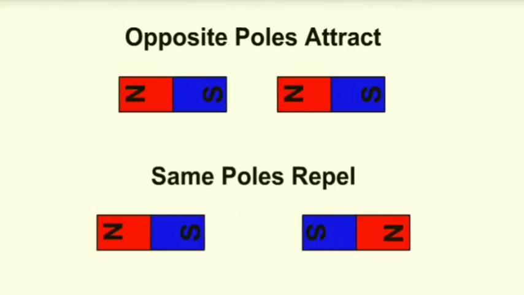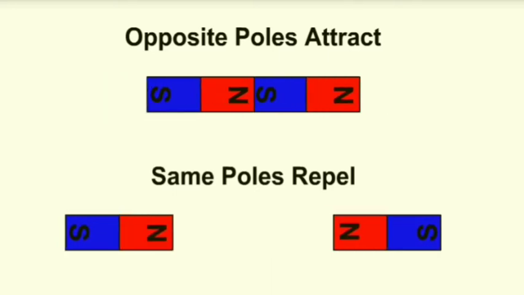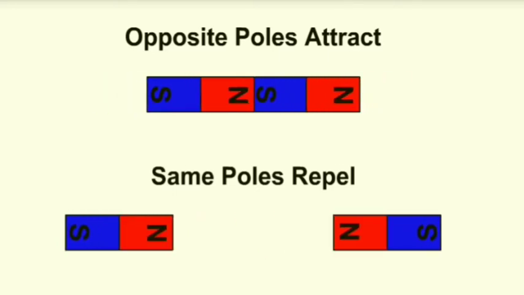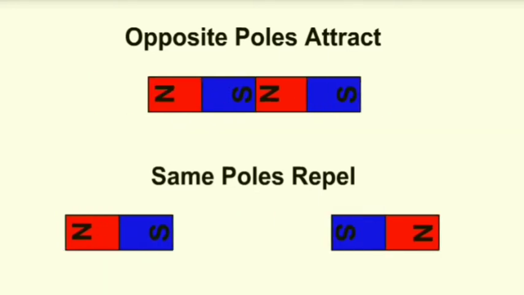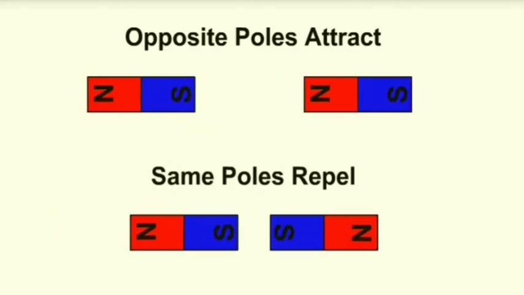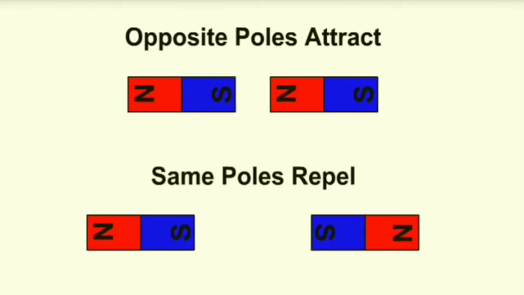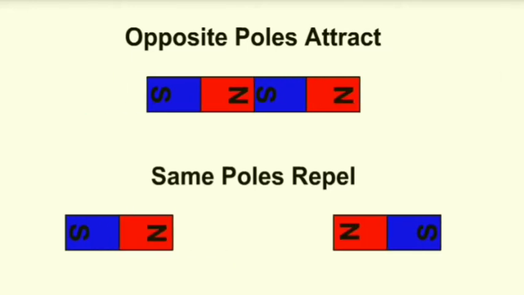But whenever it is north and south, what happens? They tend to come near each other. So that's about the attraction and repulsion between different poles of magnets. This is a very important property of a magnet.